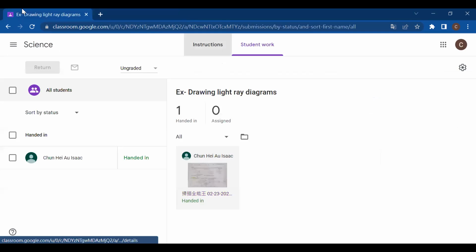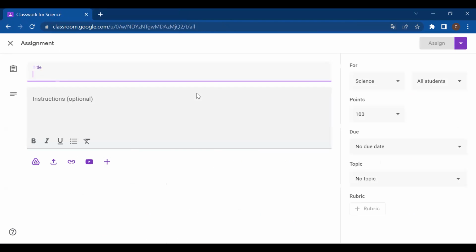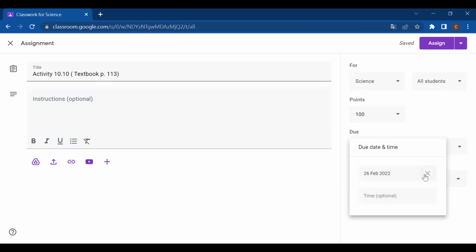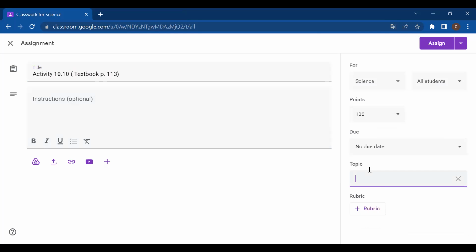And then I will post a new assignment. Okay, so the assignment is called activity 10.10. So it is in your textbook, page 113. Okay, your textbook. Why no textbook? I don't know why. Okay, textbook.